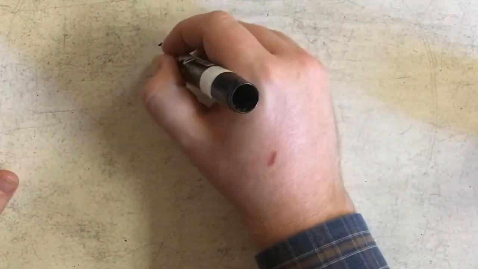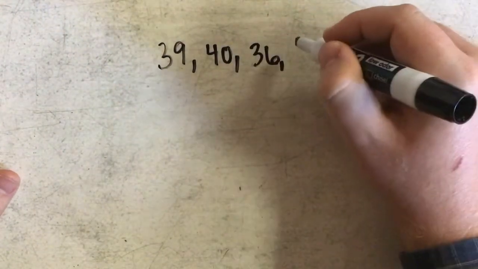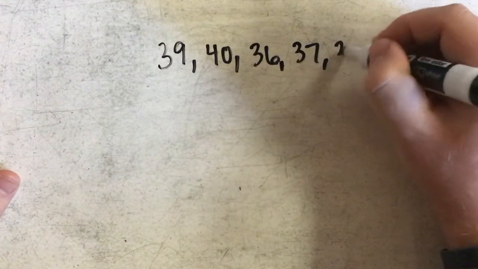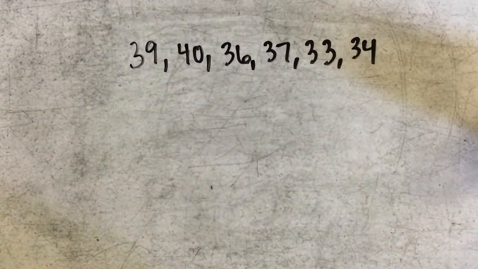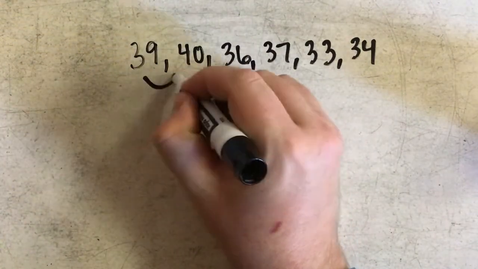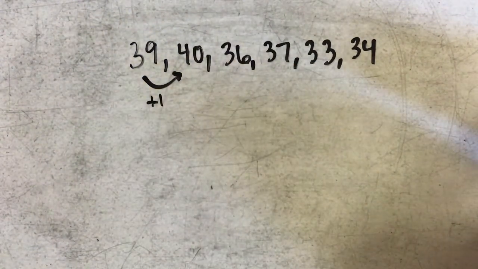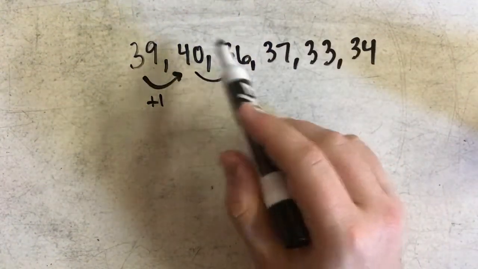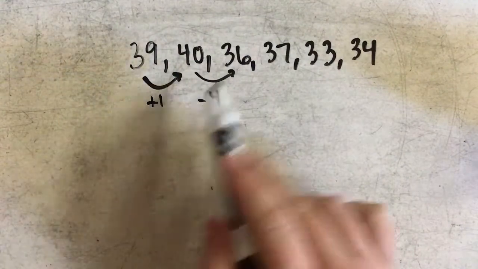Some patterns are a little bit more complicated than just one rule. Some patterns have multiple rules. In this case, I see numbers going up and I see numbers going down. So I know that there must be some combination of adding and subtracting or multiplying and dividing. Let's take a look at my numbers and see how they change. To get from 39 to 40, I had to add 1. But to get from 40 to 36, I'm actually taking numbers away. In this case, I'm subtracting 4. So let's see if this pattern continues as I go on.